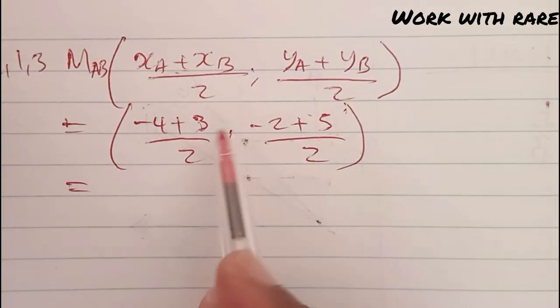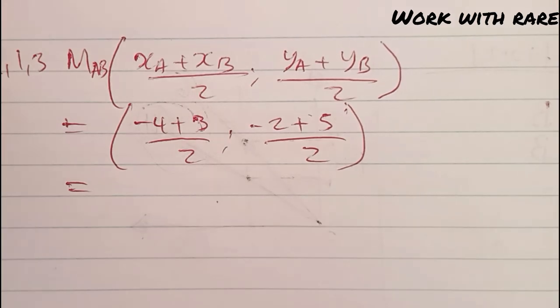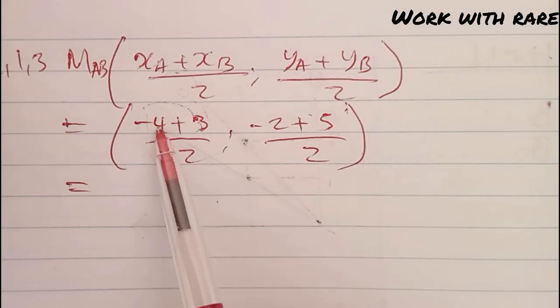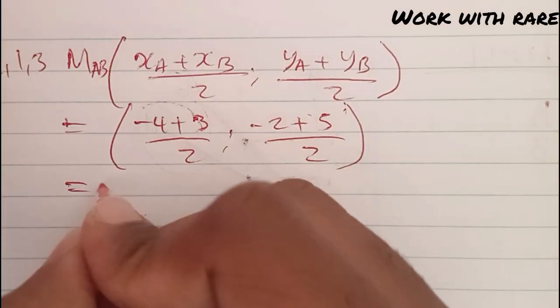This part you can also press on your calculator exactly as it is. By then -4 plus 3 will give us -1.